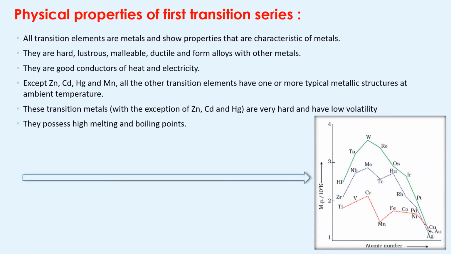If you see in this table, tungsten, molybdenum, chromium have the highest melting points.